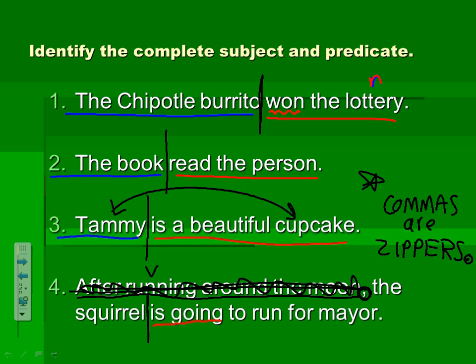So my complete subject is everything before the word is. So if I hadn't scribbled this out, the entire complete subject would be, after running around the moon, the squirrel, and then my complete predicate would be, is going to run for mayor. Okay? How'd you do? Let's keep going.